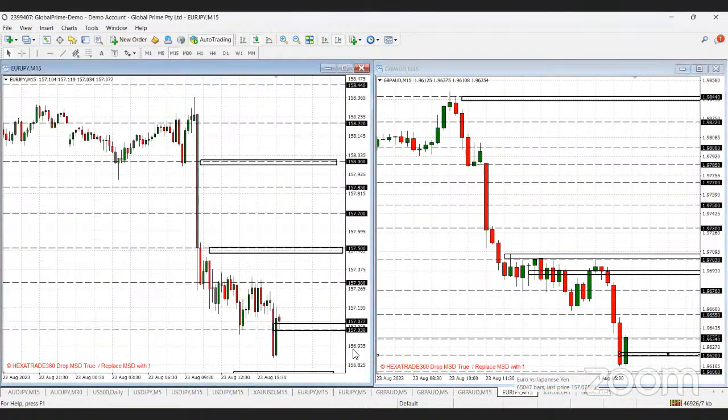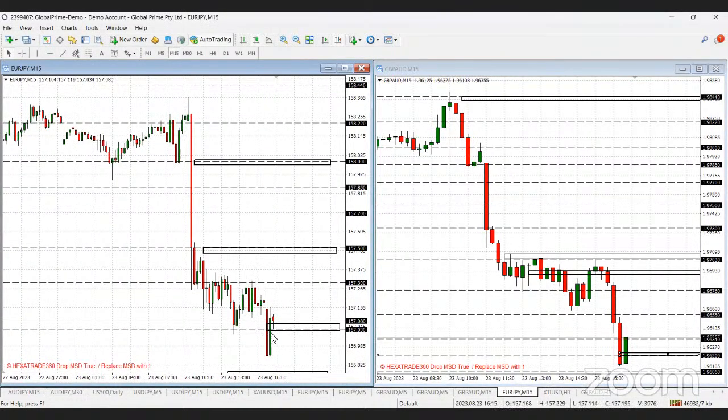How's euro yen holding up? Okay, so euro yen, nice, closed above, held that zone. Pound Aussie coming up now.